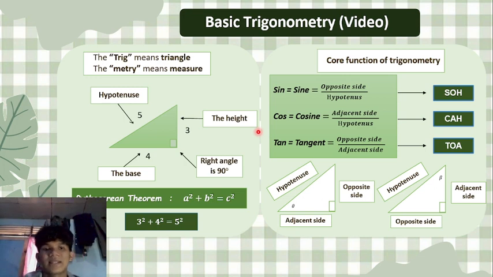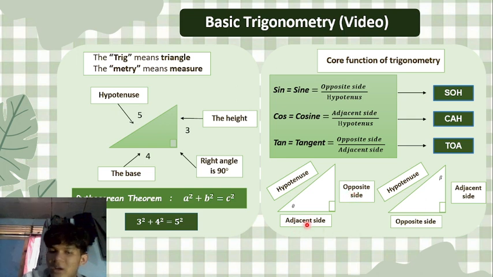Next one is the core functions of trigonometry. Sine is opposite side over hypotenuse. Cosine is adjacent side over hypotenuse, and tangent is opposite side over adjacent side. Let's see this picture. If I have a beta angle in this corner, sine beta is opposite side over hypotenuse side. Cosine beta is adjacent side over hypotenuse, and tangent beta is opposite side over adjacent side.